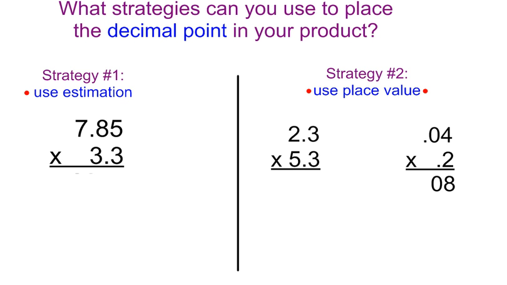Let's see some of the strategies we can use to place our decimal point in our product when we multiply a decimal by a decimal. The first strategy we can use is estimation. We take a look at this problem, 7 and 8500ths times 3 and 3/10. And we ask ourselves, how can we estimate these two numbers or these two factors?